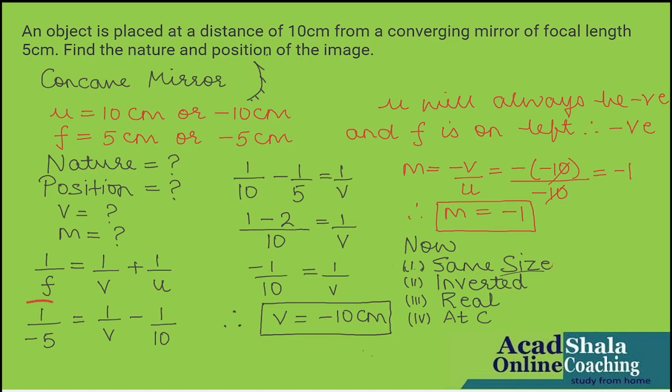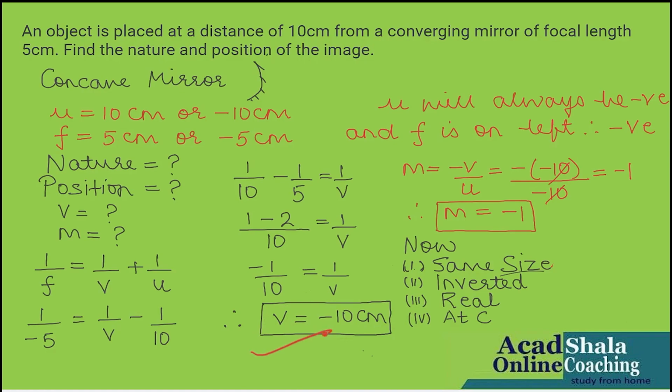Now we will put the values over here. That is, the f value is 5, but we will take it with the negative sign. So 1 upon minus 5 is equal to 1 upon v minus 1 upon 10. Why has this minus come? Because plus times minus is minus, so we write minus 1 upon 10. We will take this 1 upon 10 on this side, so it will become positive. So 1 upon 10 minus 1 upon 5 is equal to 1 upon v. Solve the numerical further and then we get the value v is equal to minus 10 centimeter.